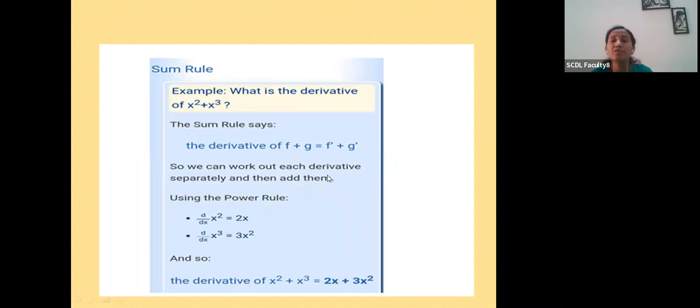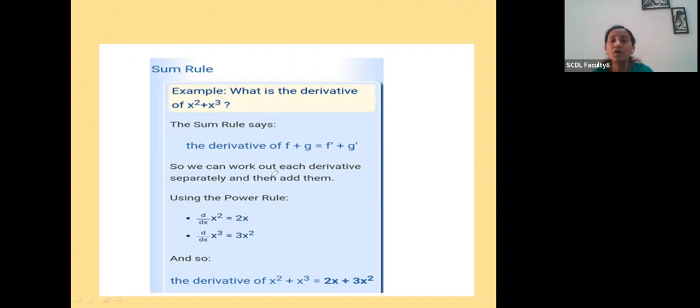Now find the derivative of x square plus x cube. Here we have to go with the sum rule, the addition rule. In this sum rule, the derivative of f plus g, here x square plus x cube, is equal to f dash plus g dash: the derivative of f plus the derivative of g.